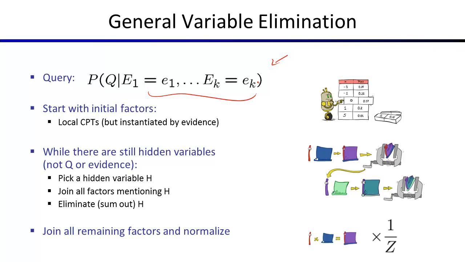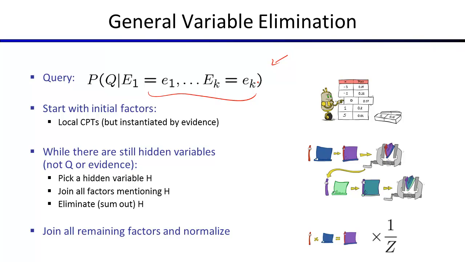And while there are hidden variables left, you pick a hidden variable, you join on that hidden variable, which means you grab all tables that have that hidden variable participate in it, join those tables together, then you eliminate that hidden variable, which means for that table you just computed, you sum out over the hidden variable, get a new table, the same variables as before, except for the hidden variable. Every entry is the sum of the corresponding entries in the bigger table.